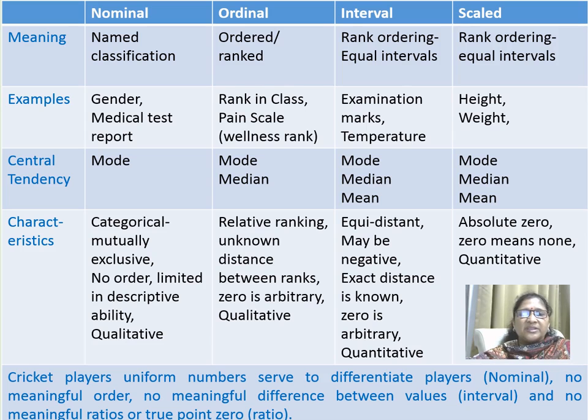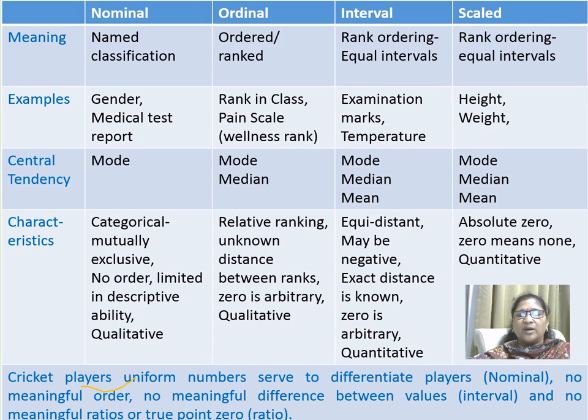This is one more table which again gives you an idea of all four types and a comparison. For nominal, the examples are given, then what could be a measure of central tendency is written, and the characteristics for all the four categories are written. One more example quoted at the bottom is cricket players. When you give a number on their uniforms, it is just to differentiate between two players. It does not form any order.